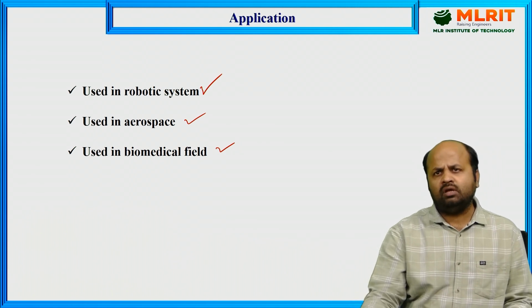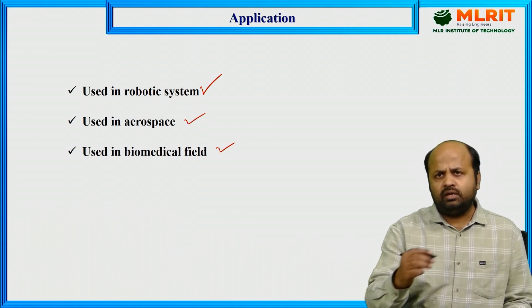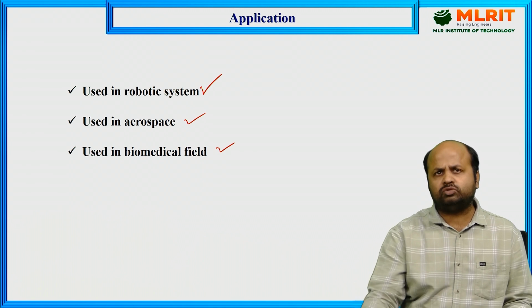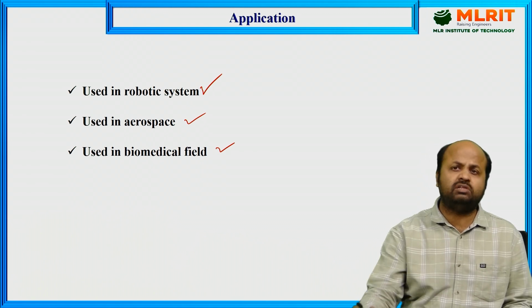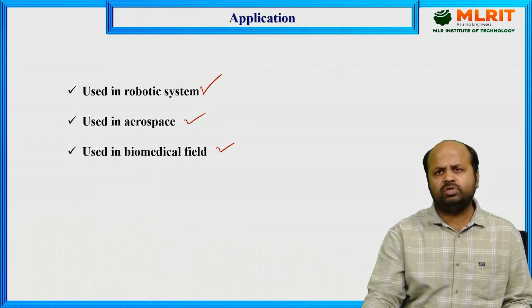So concluding, LVDT is a very good transducer which is widely used to measure linear displacement, and its accuracy is very high. That's why we are using LVDT.